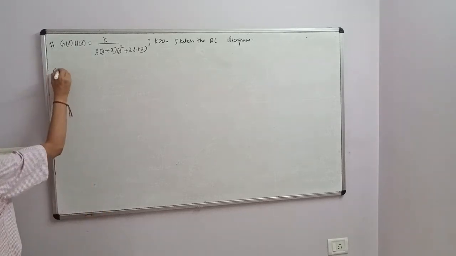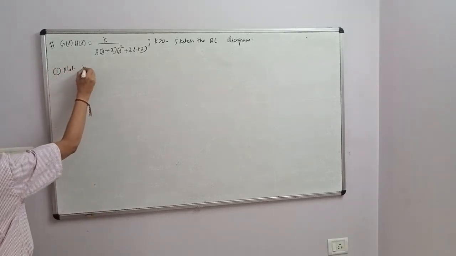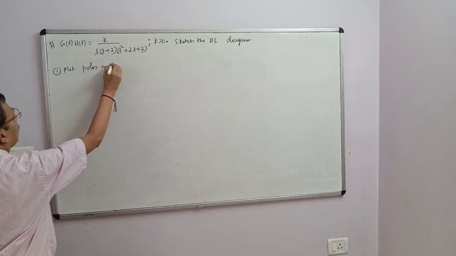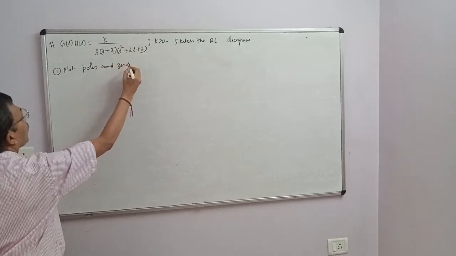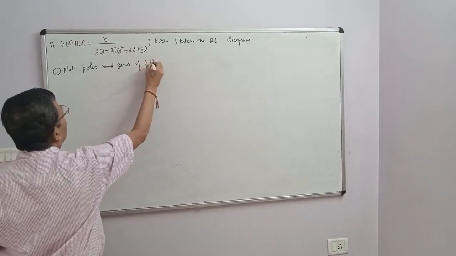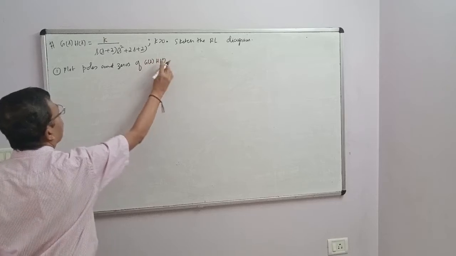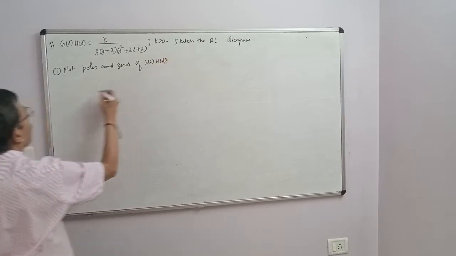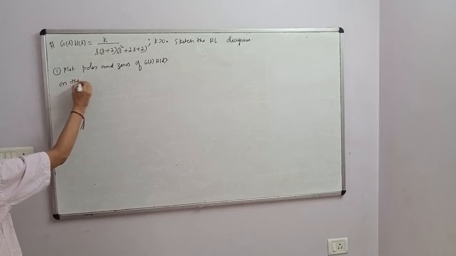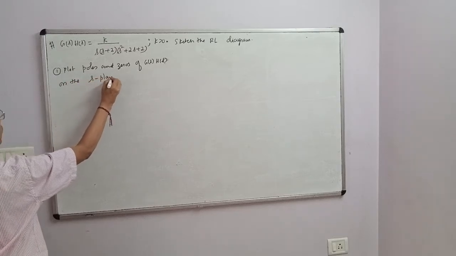Step 1. Plot poles and zeros of g of s, h of s. Plot poles and zeros of g of s, h of s on the S plane.